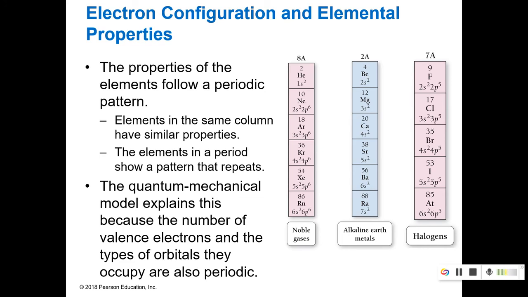So here we're just seeing that the different columns, in that specific column or family, are going to have similar electron configurations. And if you notice, that n piece is always the same. Notice here we've got 2s2, 3s2, 4s2. So everything in the alkaline earth metal column is going to end in s2. Same thing with the halogens, p5, p5, p5. Okay, so they've got these same properties in their families.